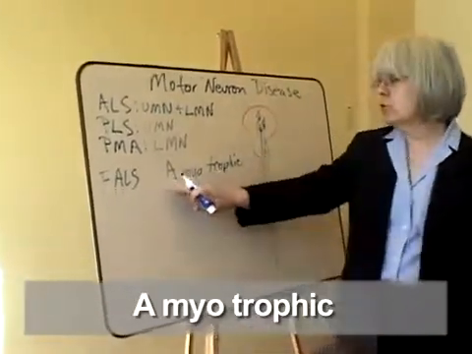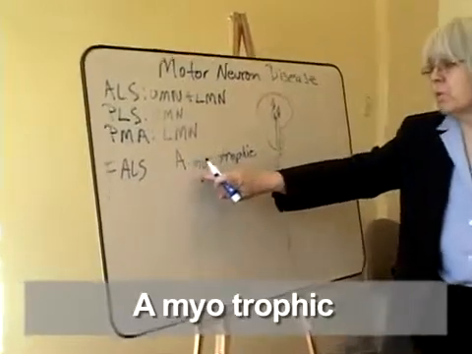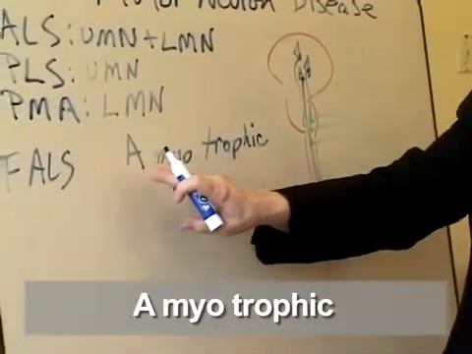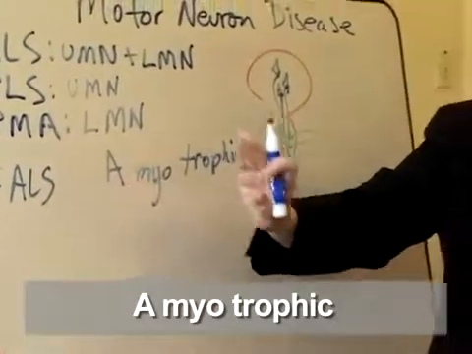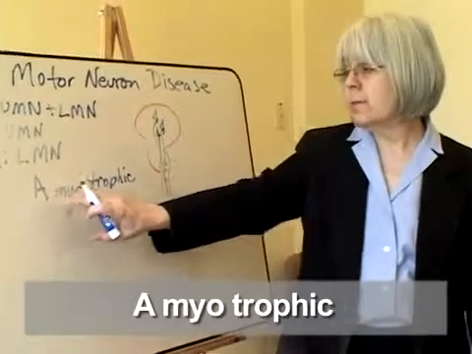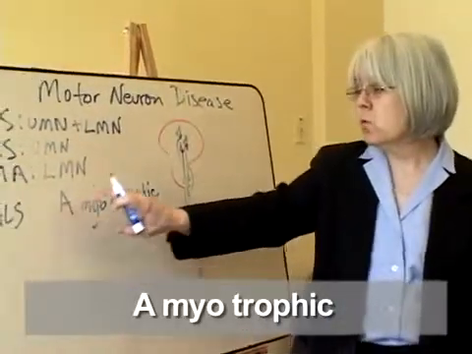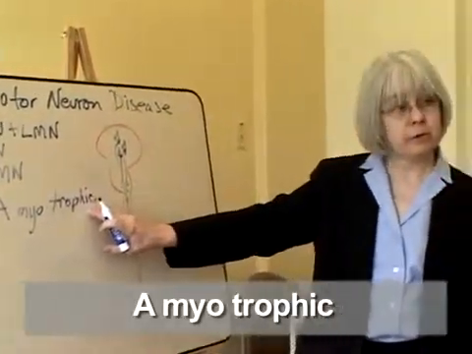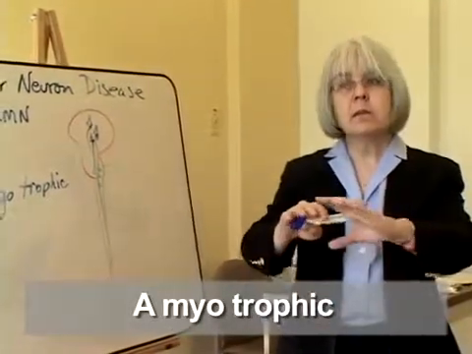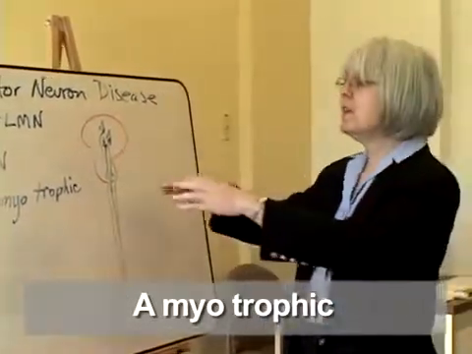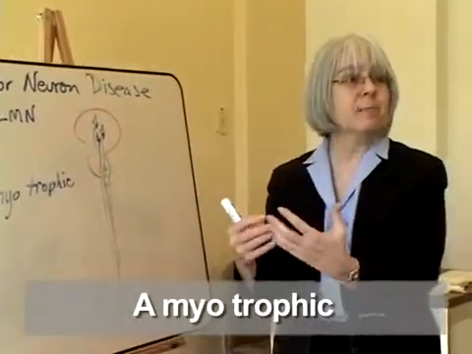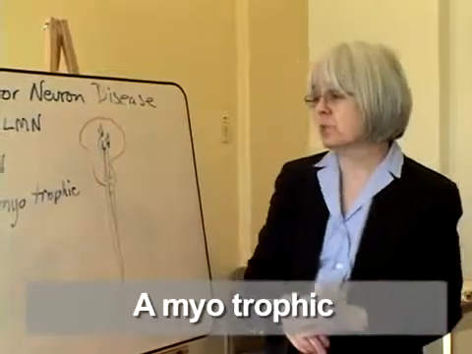Now, if we look at the components of this word, if you put in medicine A in front of something, that means without. And in this word, amyotrophic, we mean without trophic factors. Trophic factors are those factors in the area, in the environment, that are needed to nourish the environment and make sure that things happen that are supposed to happen.